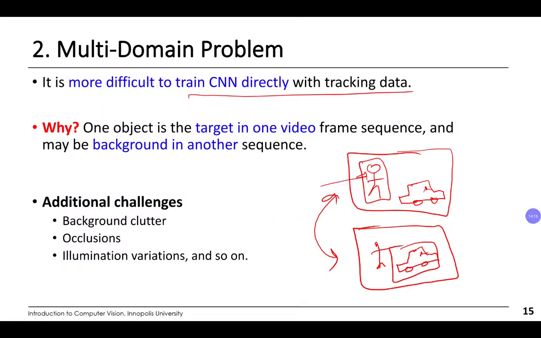And similarly, some additional challenges include background clutter, occlusions, illumination variations, and so on. So we are pretty much familiar with what kind of challenges we have in computer vision.